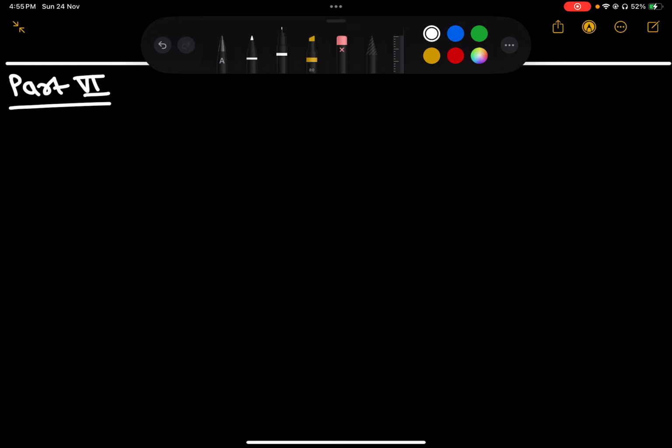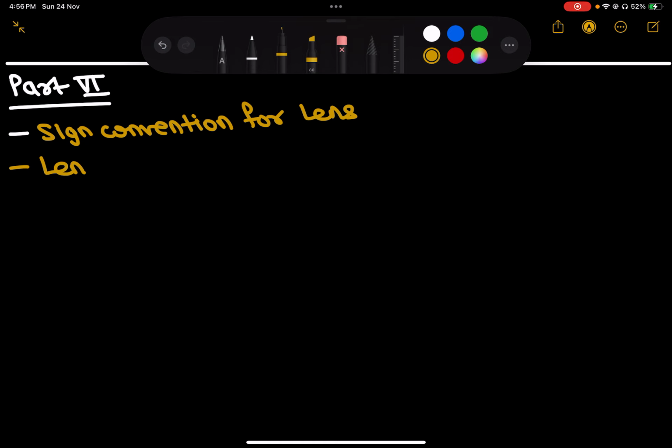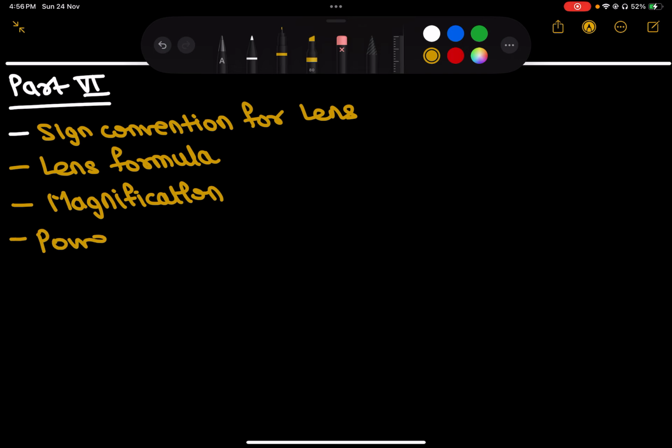In the last part we covered spherical lenses. We saw the image formation by both convex and concave lens. So in this part we are going to see sign convention for lenses, spherical lenses. After that we are going to see the lens formula, then magnification in lenses, and then lastly we are going to see power of a lens.